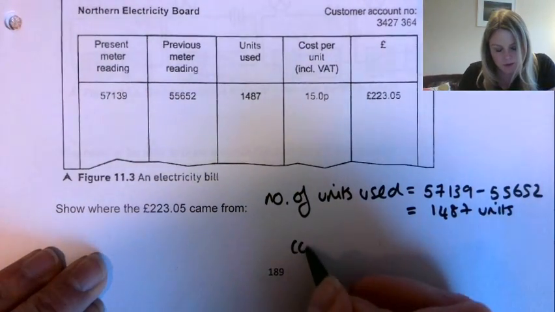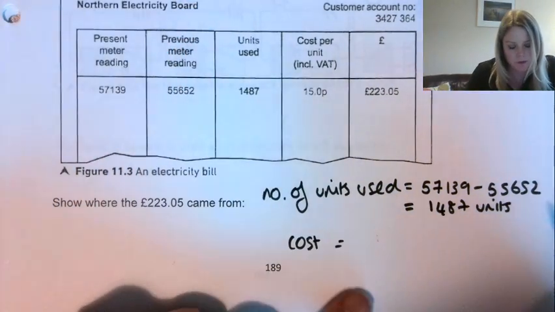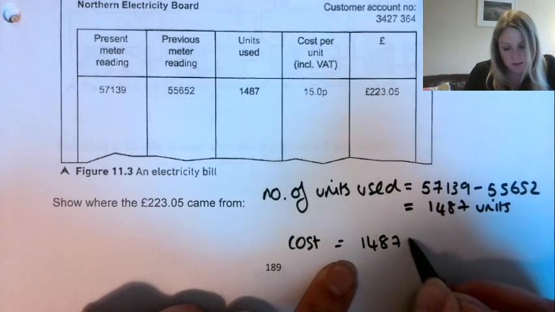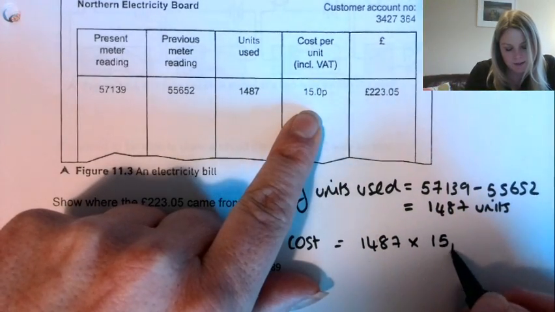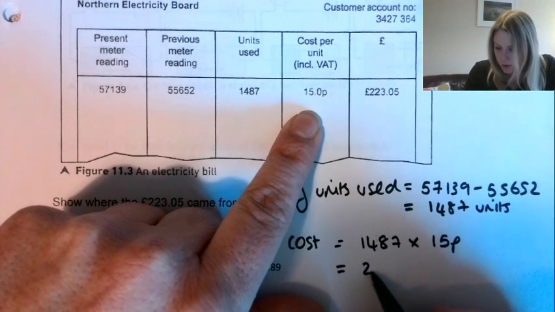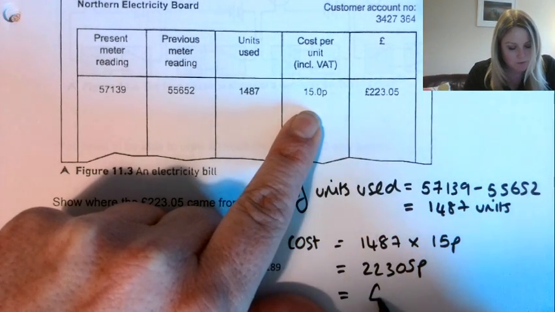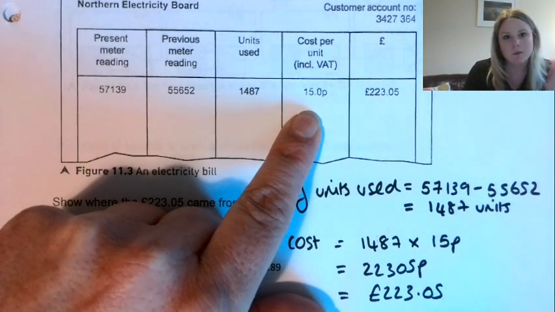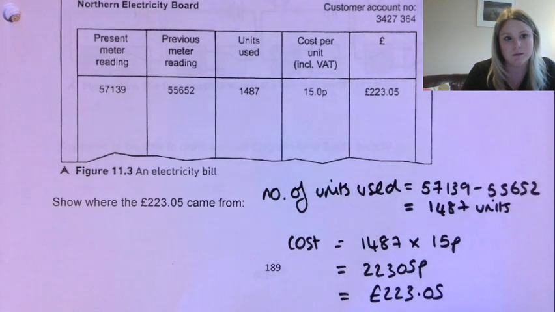Then to get the cost, it's going to be the number of units used, this equation that was up further on up the page. So the number of units used is the 1487 multiplied by the cost per unit, which was 15p, gets 223.05 pence, which then we have to convert into pounds, £223.05. Okay, so that's what I mean, just be careful with pounds and pence.